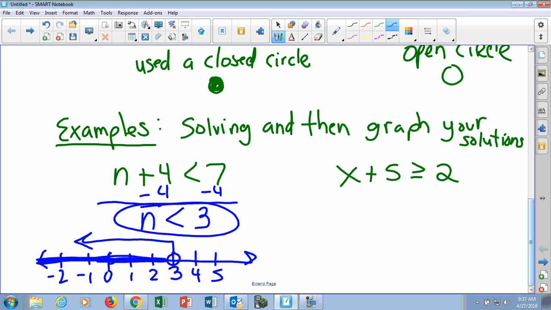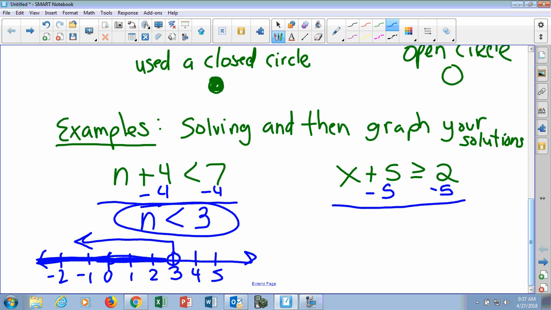All right. So let's look at the second one. The second one's got an equal to, right? It's the only difference. So again, we have to get x by itself. So Sal, how am I going to get x by itself? What do I have to do to the 5? I got to subtract 5 from both sides. I got to get it over here.